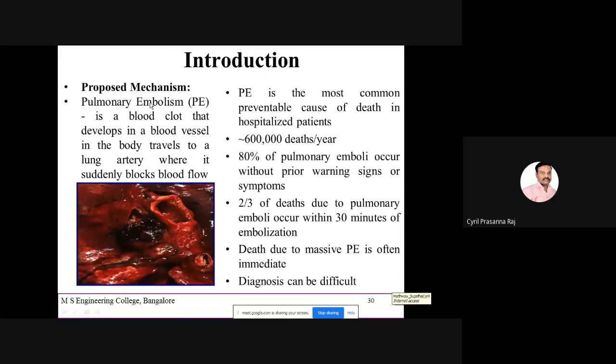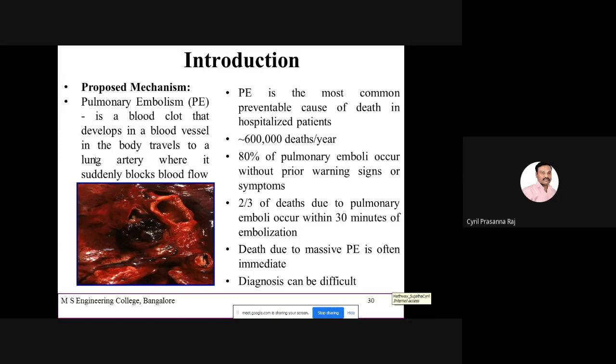Let me tell you what pulmonary embolism is. It's a blood clot that develops in a blood vessel, particularly in the veins. Particularly, the blood clots start from the left leg, near your thigh or maybe below the ankle. When people get aged, they may have a lot of pain in the left leg. That is basically because of a blood clot.